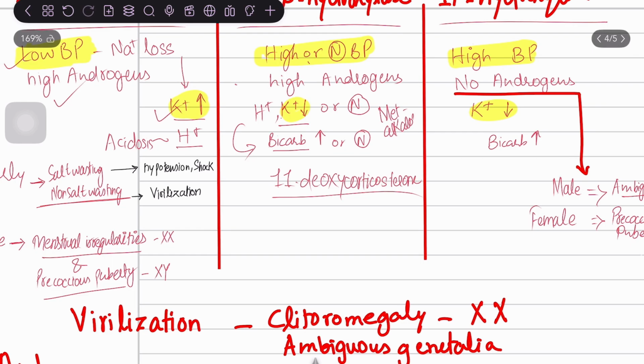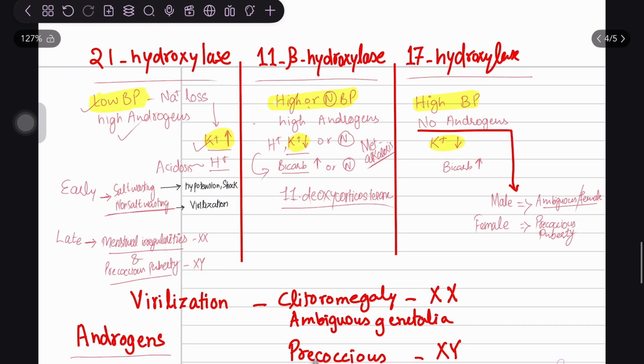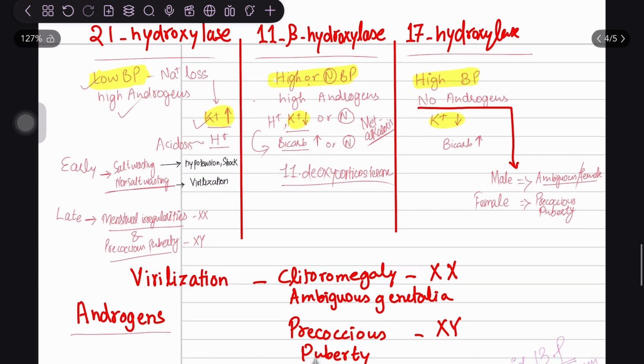So guys, it is important for you to note down. The last one, 17 hydroxylase, easy. High BP, nothing for steroids, no androgens, high BP only, aldosterone activity, sodium being retained, potassium lost, hydrogen lost. So bicarb goes up, again alkalosis. This is important. Now, just nail it down. This is the information you need for concepts.